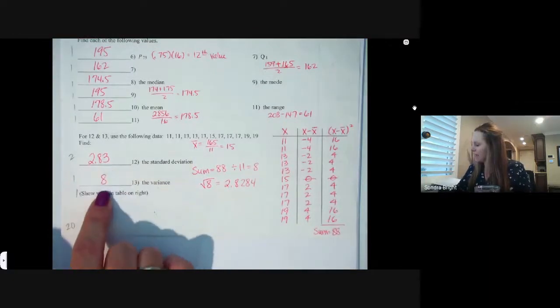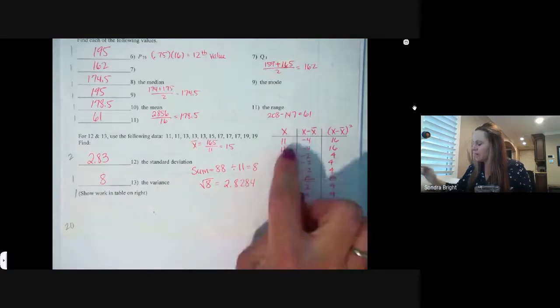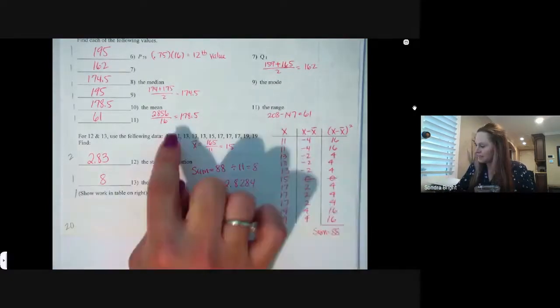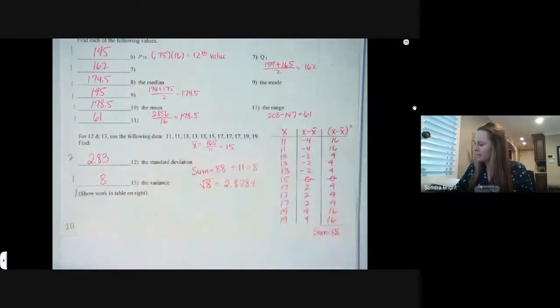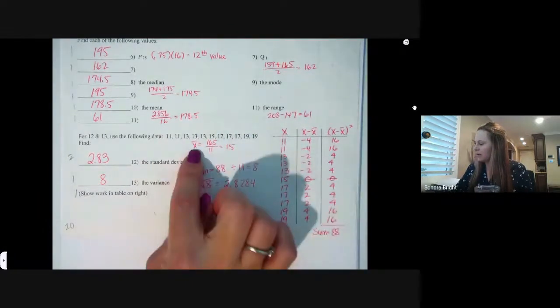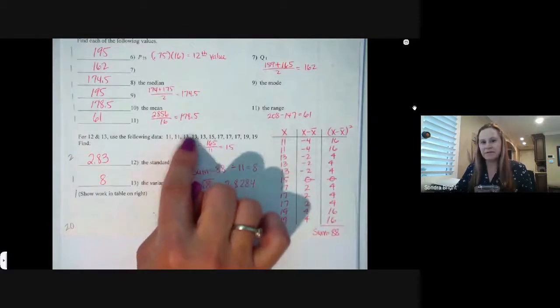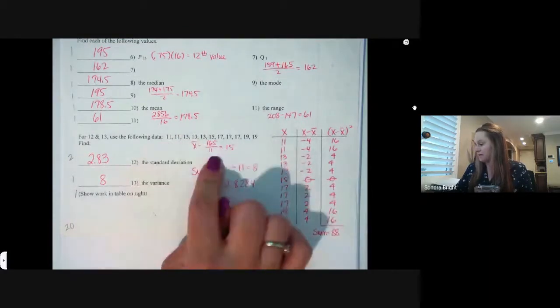I used the table. I listed out each of these individual values. I figured out the mean. X bar means the mean. You find the mean by adding up all of these values and dividing by, there were 11 of them, so divide by 11, and you get a mean of 15.